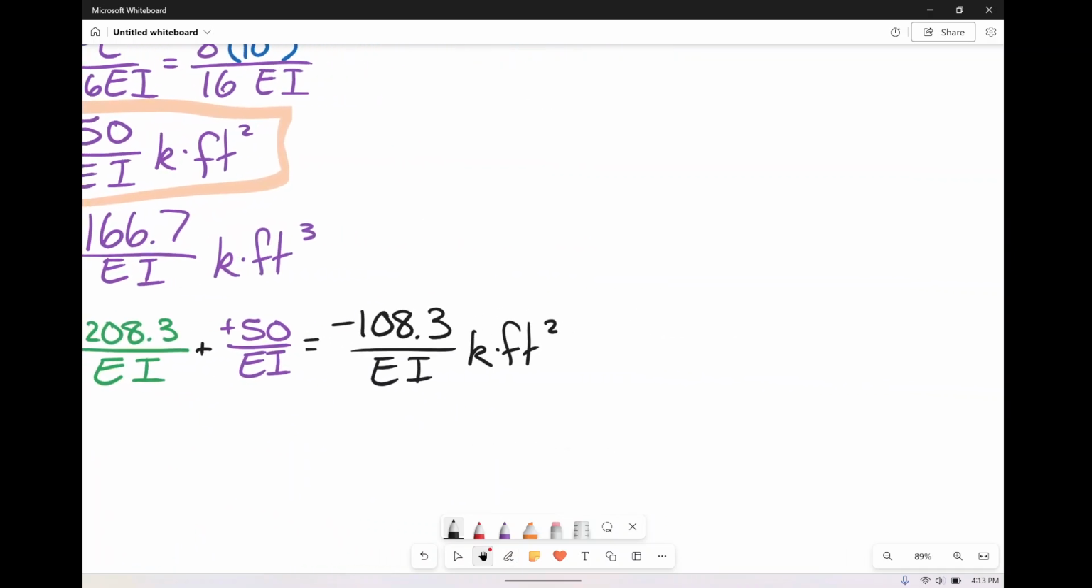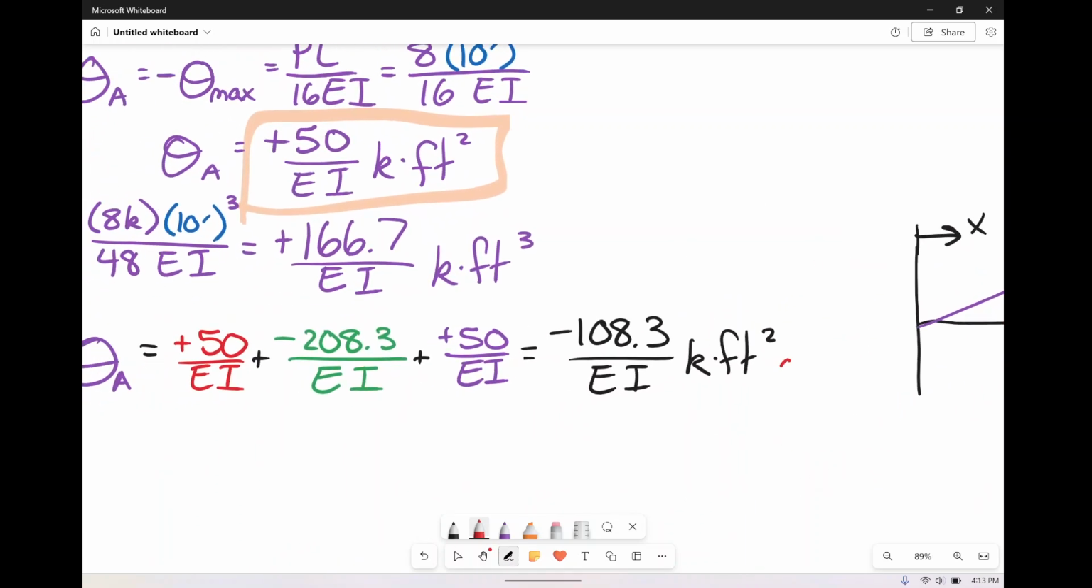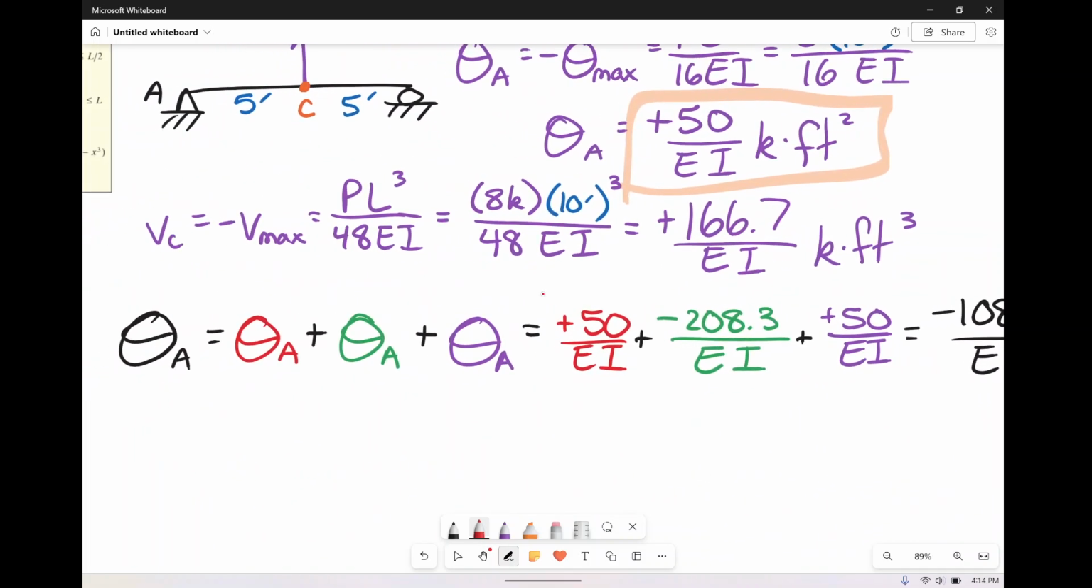So what does the negative mean? Going back to our sign convention, we're taking x from the left on our elastic curve. Positive meant we were going in the counterclockwise direction. So if we get a negative, that means we're really going clockwise. That's all, in case somebody asks.